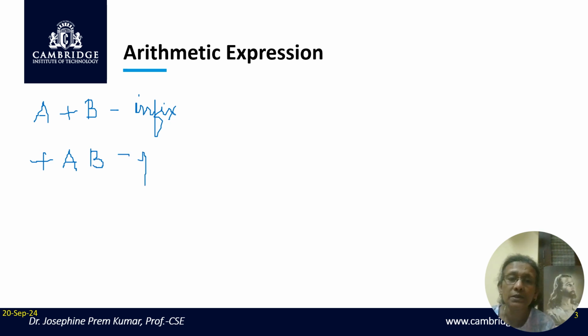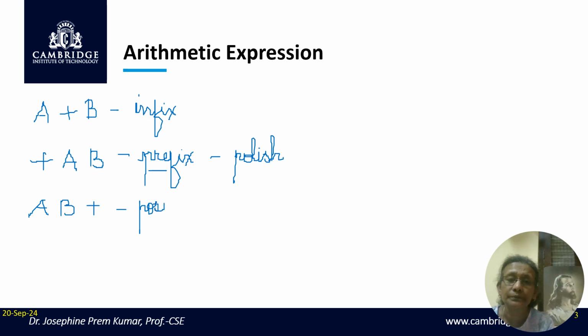This is what is called the prefix notation, pre indicating that the operator comes before the operands. It is also called the Polish notation, named after the Polish mathematician because of whom this is being used. In fact, it was Jan Lukasiewicz in the year 1920 who introduced this prefix notation. We also have another mechanism, ab plus, to represent this expression. This is called the postfix expression, post indicating that the operator occurs after the operands. This is known as the reverse Polish notation.